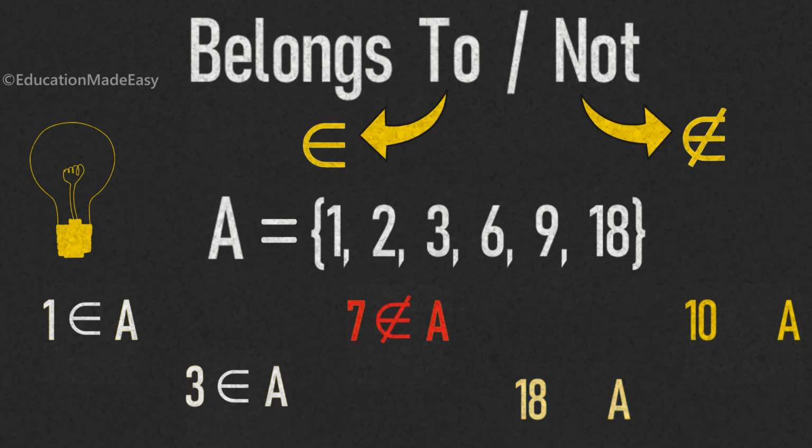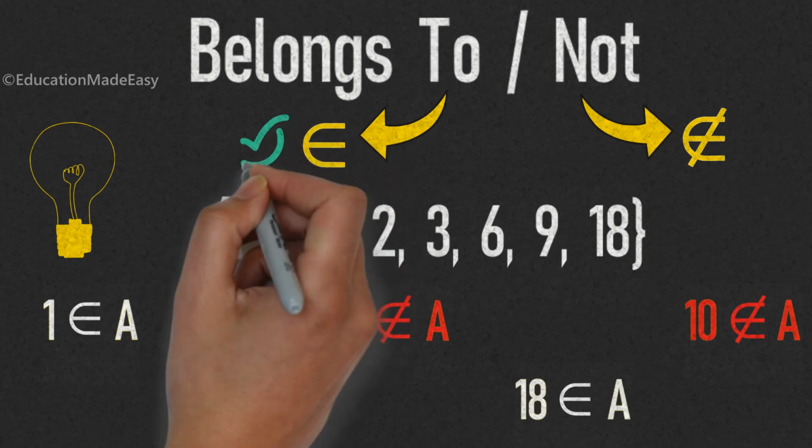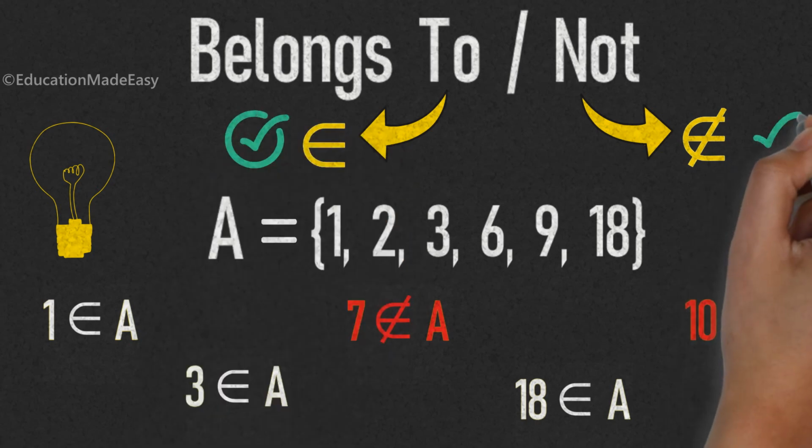As 18 is present in the set A, we can put the symbol belongs to in this option. Finally, as 10 is missing in the set A, we can put the symbol not belongs to for it. Hope this clears the concept of belongs to or not belongs to for everyone.